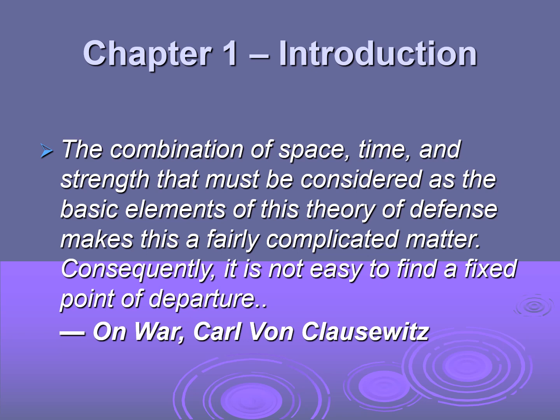Chapter 1 covers the introduction. The combination of space, time and strength that must be considered as the basic elements of this theory of defense makes this a fairly complicated matter. Consequently, it is not easy to find a fixed point of departure. Again, this is from The Art of War. So we should make our systems stronger and our algorithms unbreakable in a limited time span, in a limited space. If we do that, then most of the hackers will not be able to crack our algorithm within that particular time, within that particular resource or space that is available. That is the objective of making our systems more robust and secure.